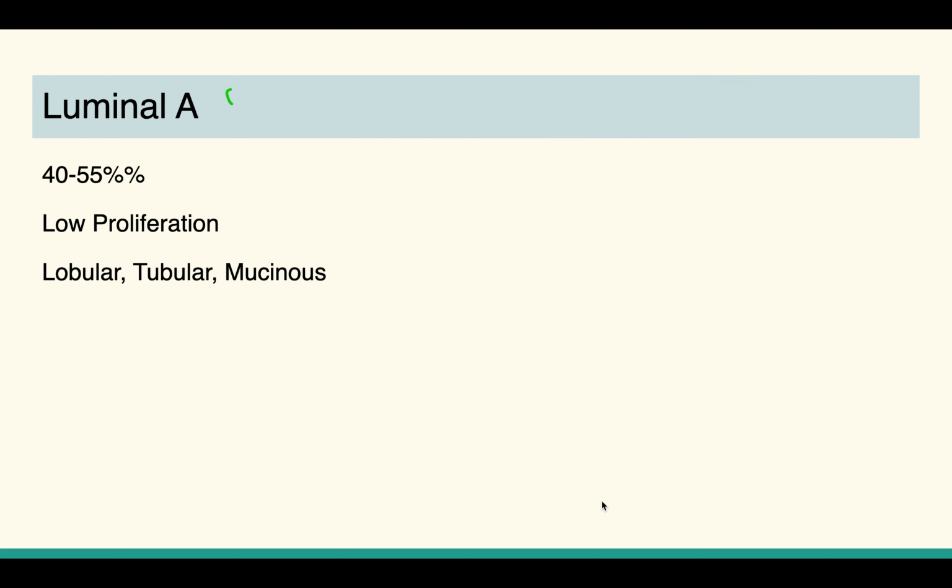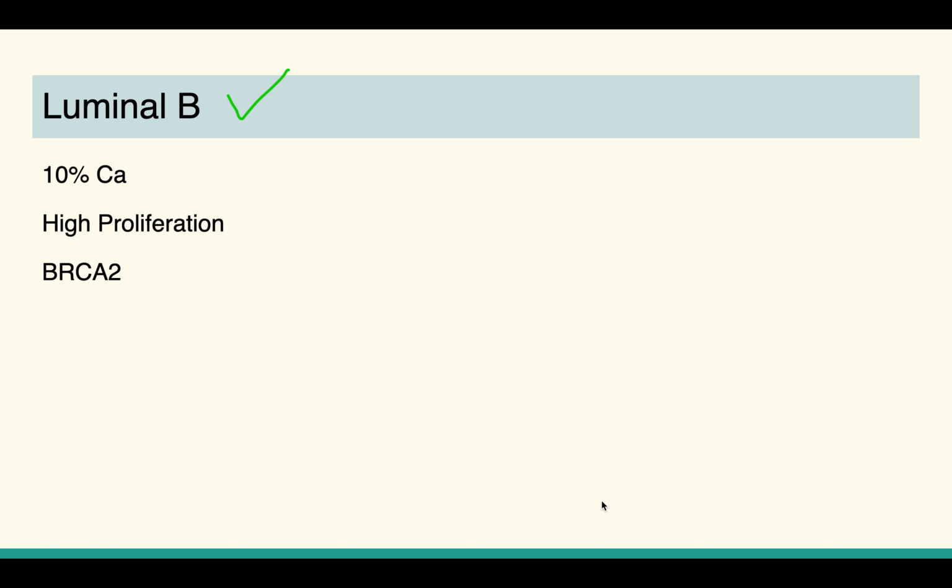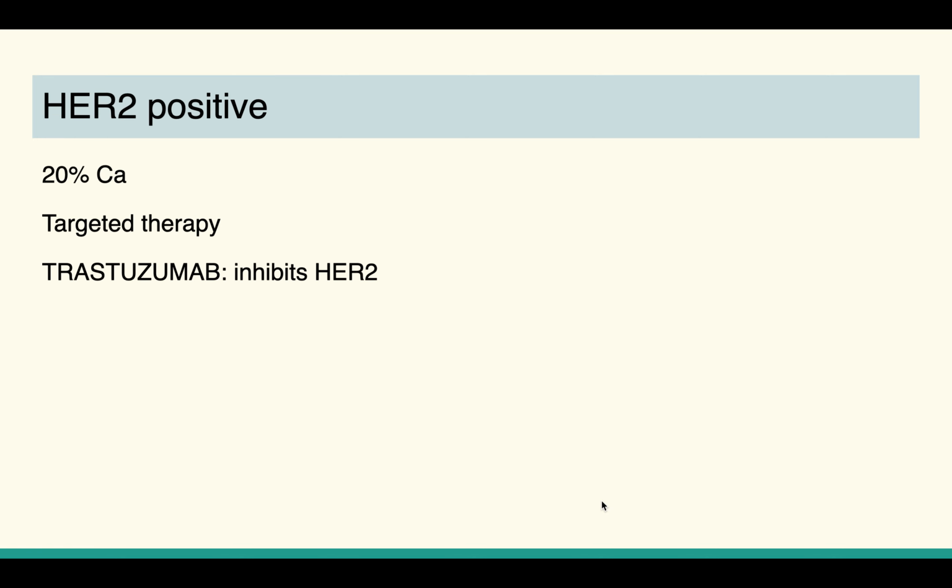Now going to luminal A. Luminal A constitutes around 40 to 55% of your carcinomas. It has low proliferation, which is seen on Ki67. This is the marker which is done, and if there is low proliferation, it is known as low proliferation. Certain subtypes are known to be part of luminal A, like lobular, tubular, and mucinous. Then luminal type B is around 10% of the carcinomas, the least of the carcinomas. This is associated with BRCA2 gene mutation, as we discussed in the previous video also. This is high proliferation.